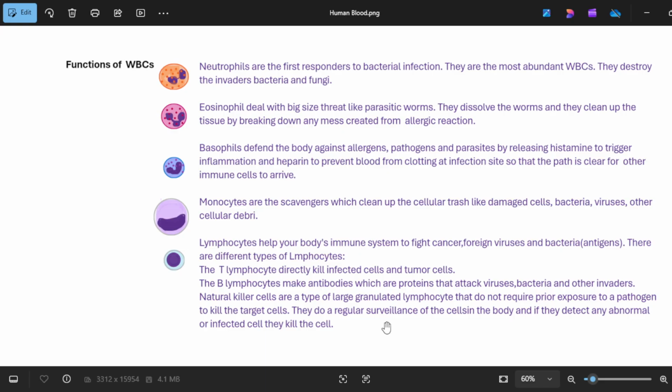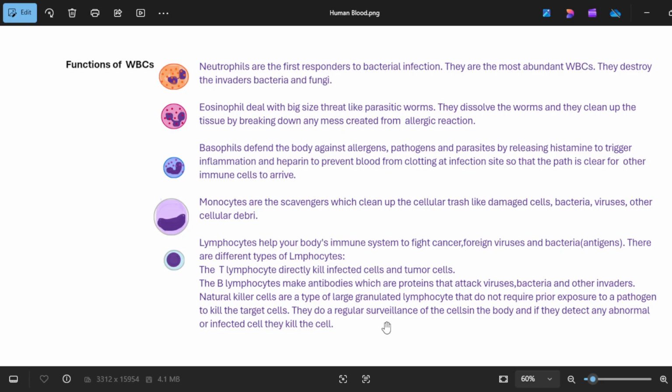Another lymphocyte is there called natural killer cells. These are guys who will kill the cell even if they only suspect something. Even though the cell is not actually infected, if it is suspicious that the cell got infected, it will kill that cell. So they will be doing regular surveillance throughout the body, and if they find any cell which has been infected or any abnormal activity in the cell, it will just go and kill the cell.